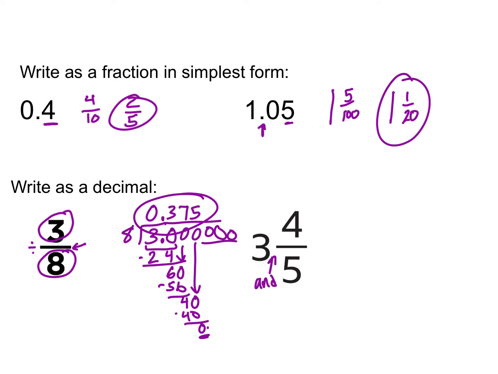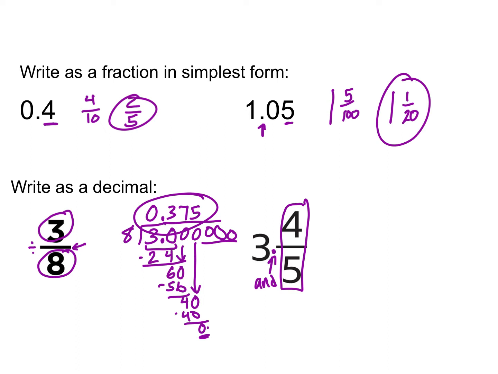If I have 3 and 4/5, that means I have 3 decimal point, and let's change this 4/5 into a decimal. Now I could make it an equivalent fraction over 10. That would be pretty easy, and call it 8/10. But let's pretend like I didn't notice that that could become a tenth.